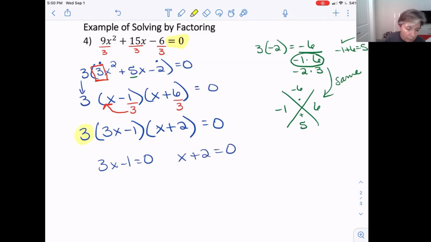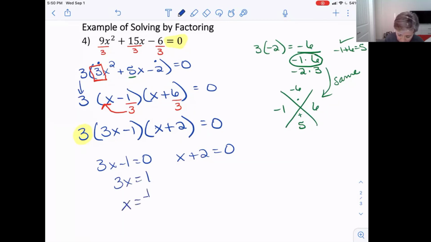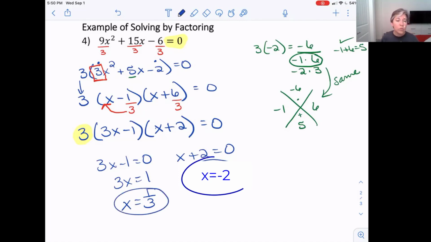This 3 here will not be set equal to 0 because it doesn't have a variable in it. 3 by itself will never equal 0. So only the factors with an x. So on the left-hand side, if we add 1 to both sides, we get 3x equals 1. Divide both sides by 3, we get x equals 1/3. And on the right, subtract 2 from both sides, we get x equals -2. So those are our 2 solutions by factoring.